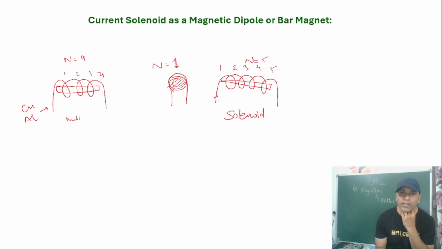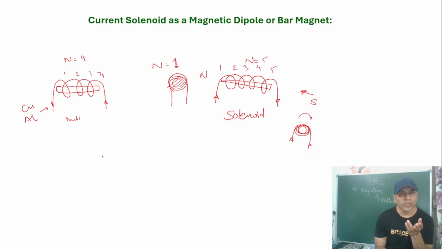One side the current will go, and the other side the current will come out. So they will behave in that sense. If you observe from this side, you can see the current is clockwise. So you will say this side is the south and the other side is the north.